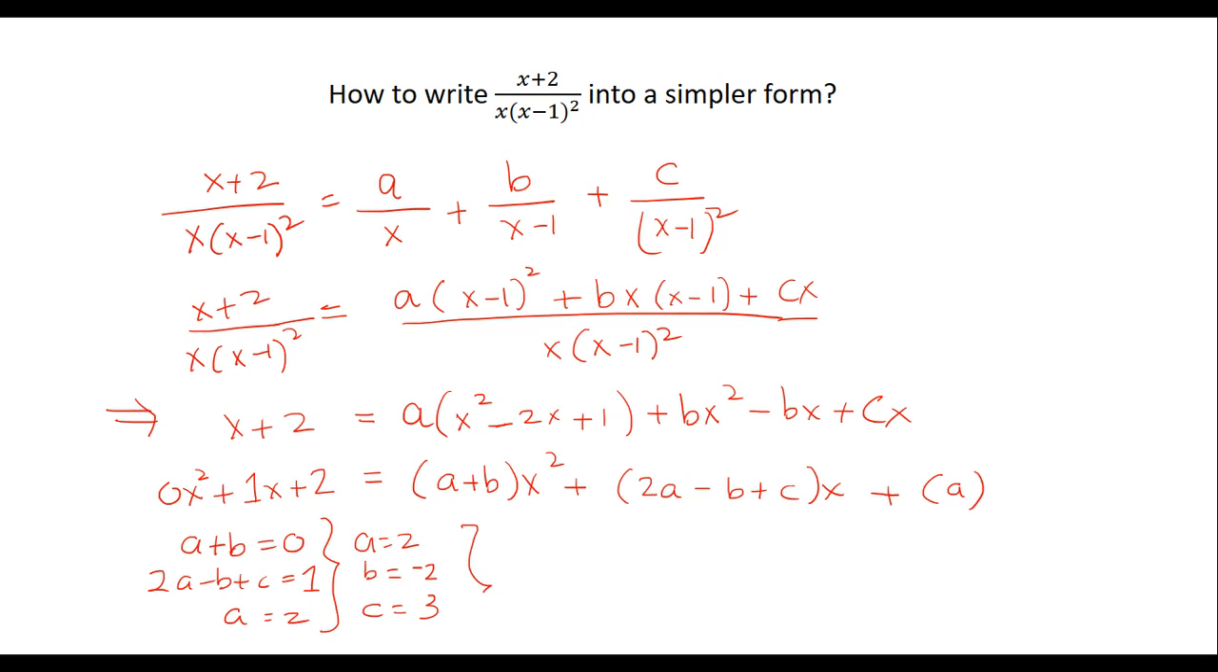Once you have that, you can put that back into your original simplified version of your partial fraction. Now you have 2 over x, minus 2 over x minus 1, and then 3 over x minus 1 to the power of 2. Voila, so that's how you solve this particular problem.